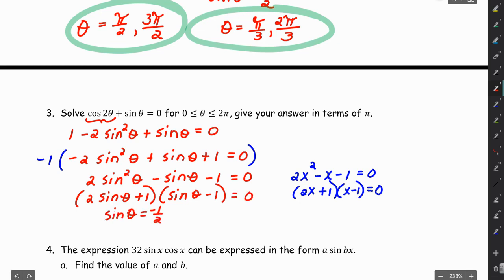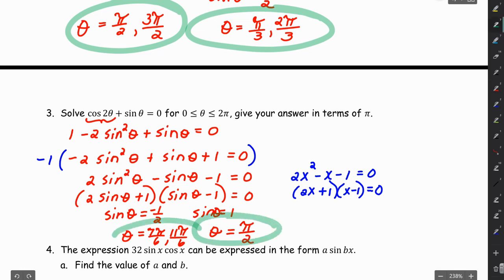The sine of theta equal to negative a half, and the sine of theta equal to 1. So you would go back to your unit circle and look to find where sine is negative a half and sine is 1. All right, on the unit circle, the sine of theta is negative a half at 7 pi over 6 and 11 pi over 6. And the sine is equal to 1 at pi over 2. So I have 3 solutions for number 3.